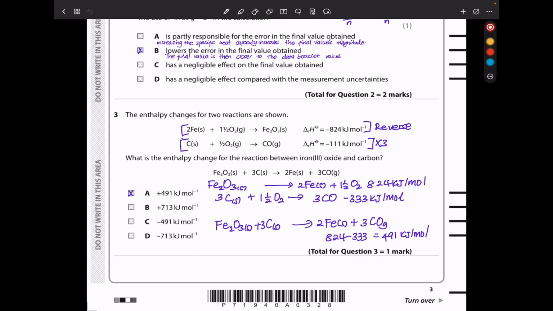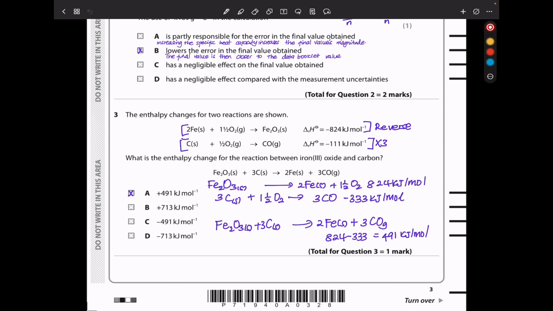And in question 3, the enthalpy changes for two reactions are shown. So we have this reaction here and that reaction. They ask what is the enthalpy change for the reaction between iron(III) oxide and carbon. So this is the reaction we're talking about. It means I have to look at these two reactions and reverse one of them in order to generate this final equation. Since iron oxide is on the left, I'm going to reverse this equation so that this comes this way and those go the other side.